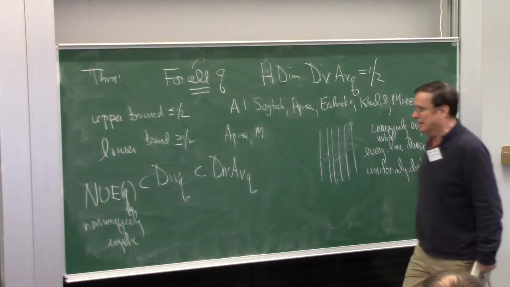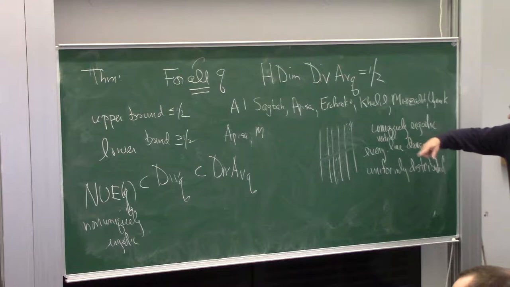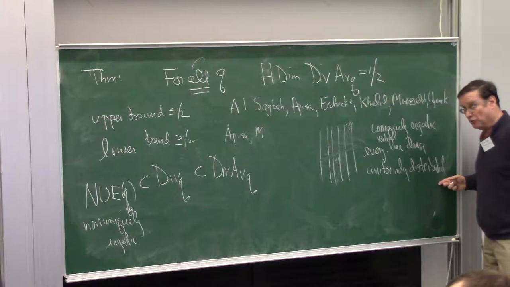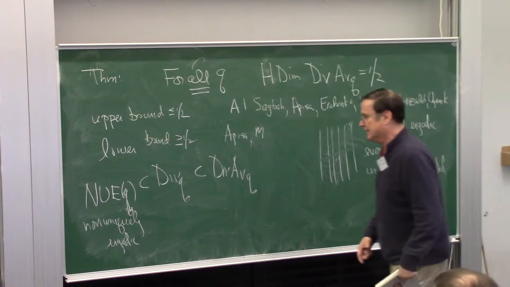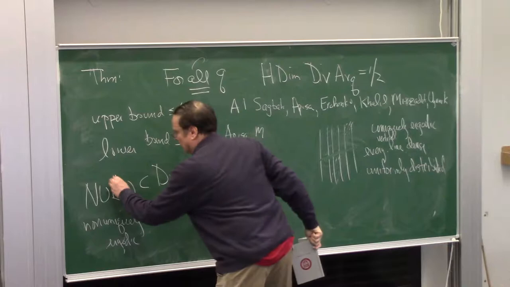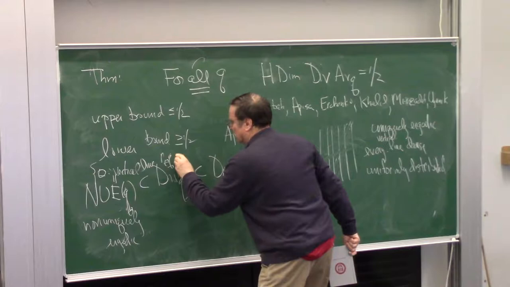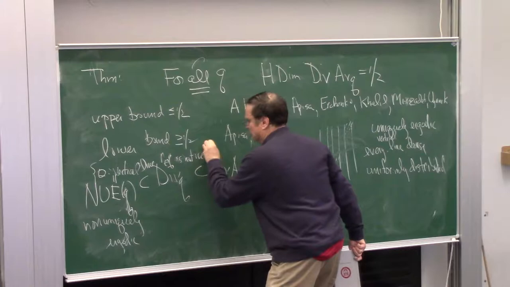More interesting is that the set of directions where the flow is minimal but not uniformly distributed can be pretty big, can be uncountable. I think the definition would be the same thing. This is the set of theta such that the vertical foliation of r theta q is not uniquely ergodic. Okay, this set turns out to be contained in here.